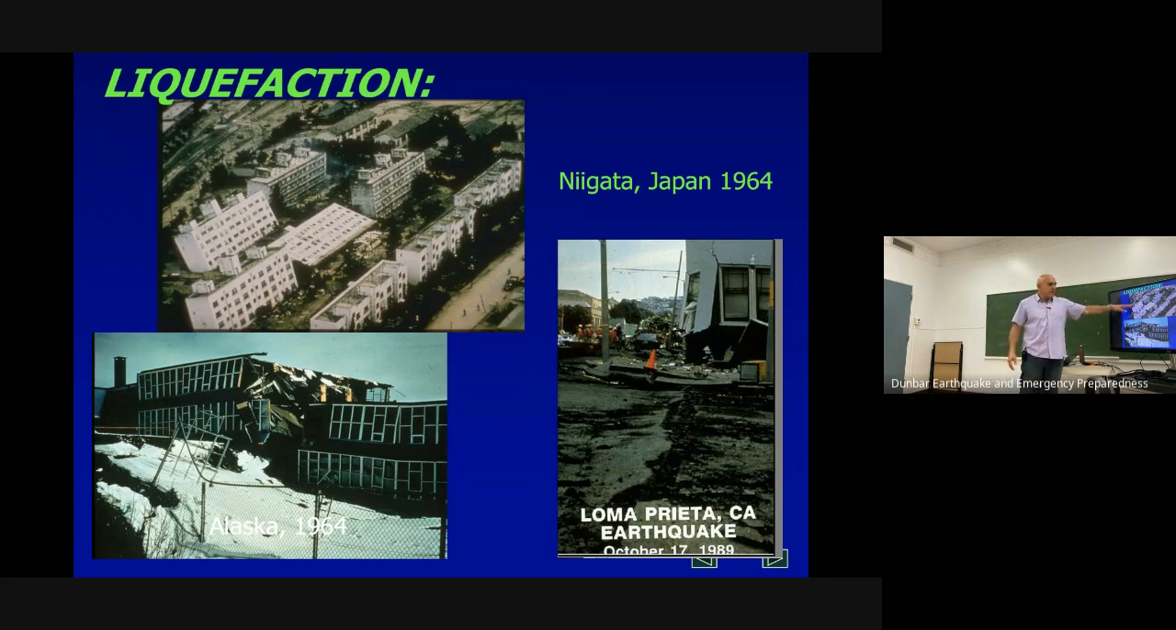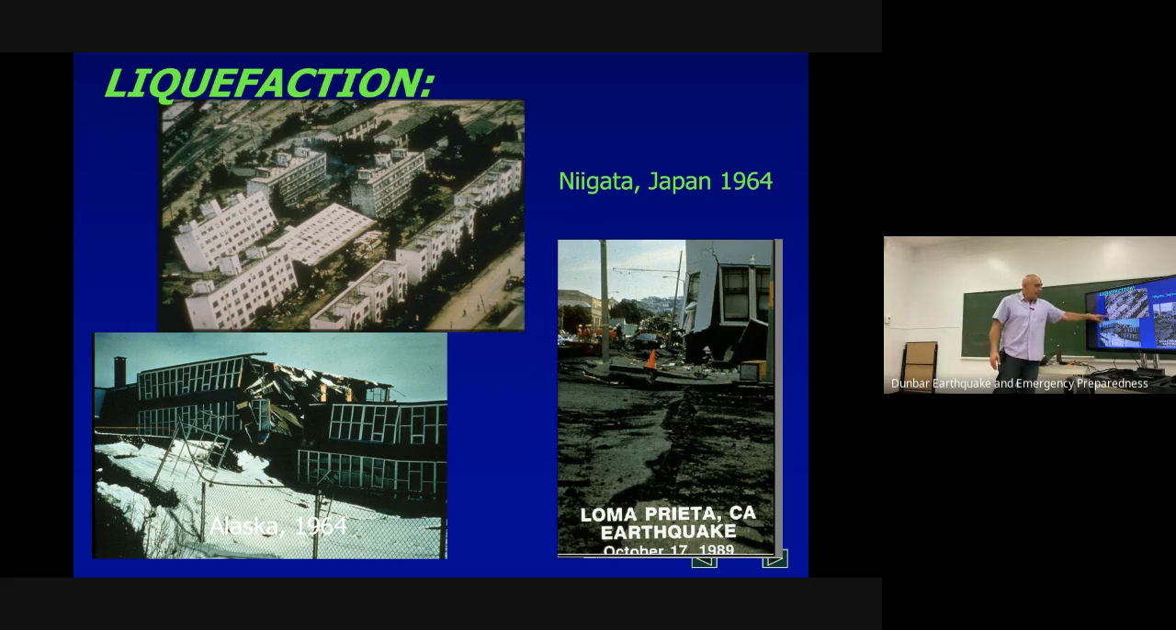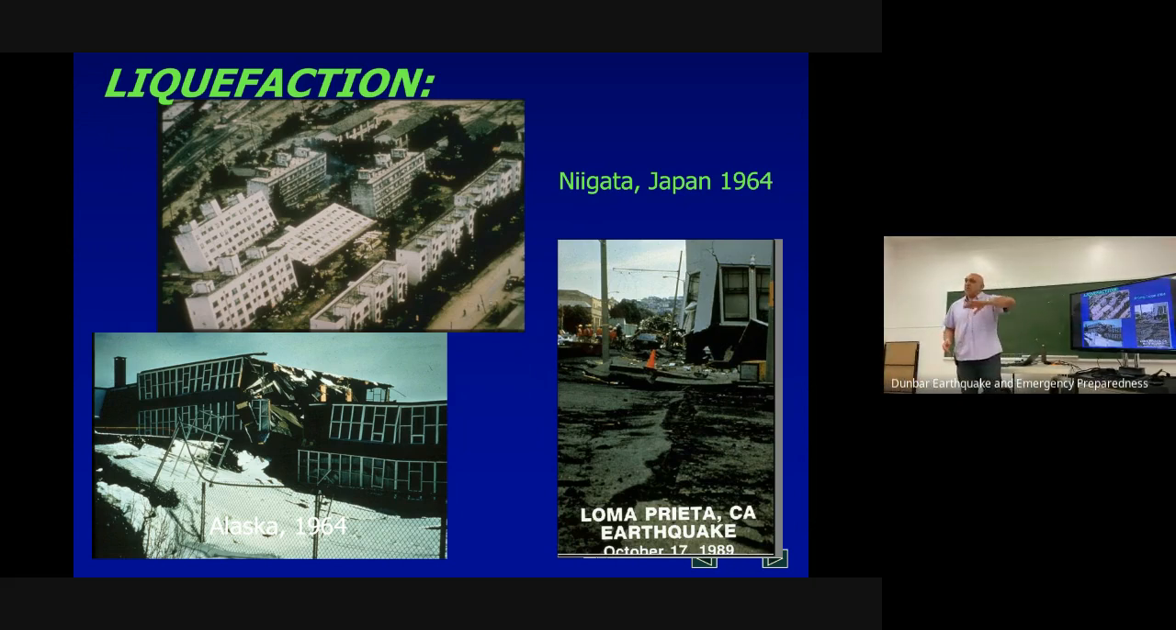This is a very unique photo from Niigata, Japan in 1964, where you see the buildings didn't collapse. They just turned over. And nobody was killed here, but people had to slide down the walls to get out of the building, right? And it happens. And in this case, it's the Alaska earthquake. Liquefaction cut that school in half, but because it happened early in the morning, nobody was hurt, right? But if there had been children there, it would have been a very different story, right?